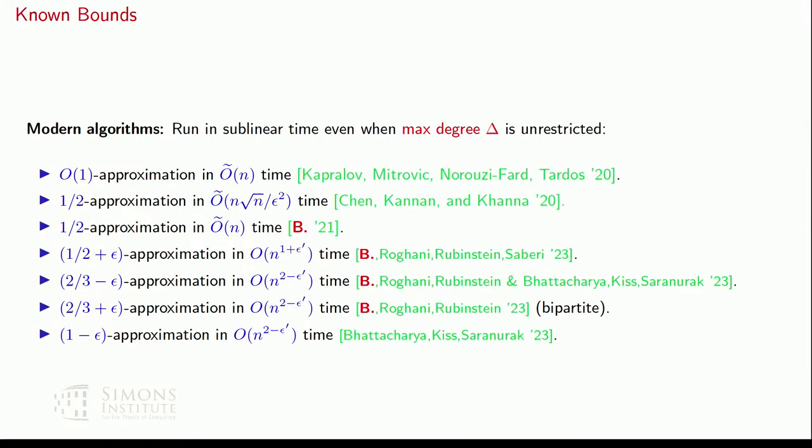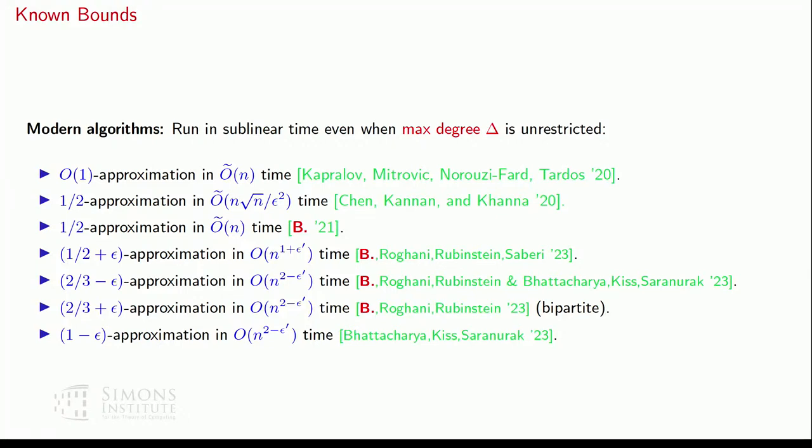So the more modern sublinear algorithms run in sublinear time even if the maximum degree can be as large as n. The first such algorithm was introduced by Behnezhad et al., who gave a large constant approximation in order n time.